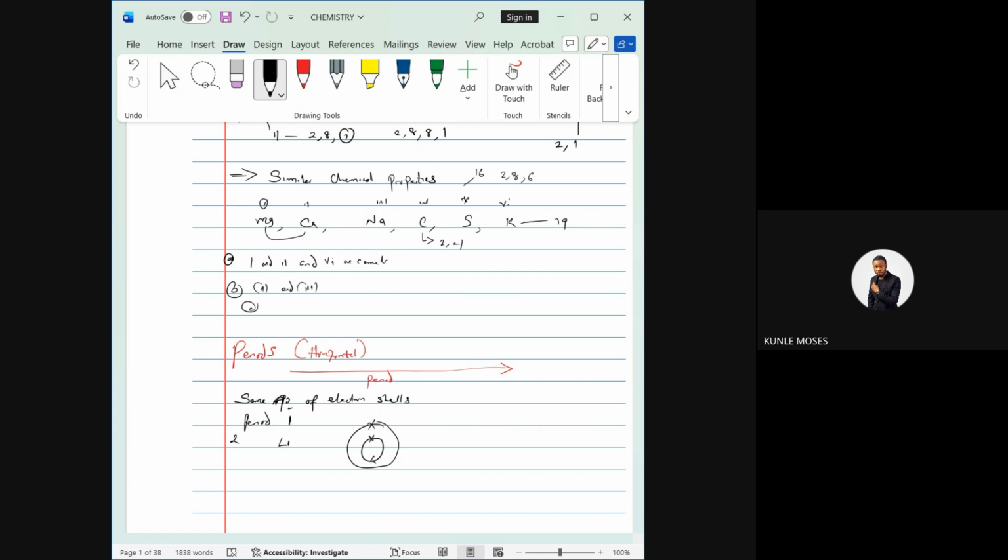So we have magnesium. Magnesium is in group 2, but it's also in period 2. How many atom shells do you have in magnesium? Wait. Magnesium is period 3. Sorry, I want to remember the elements in the period.